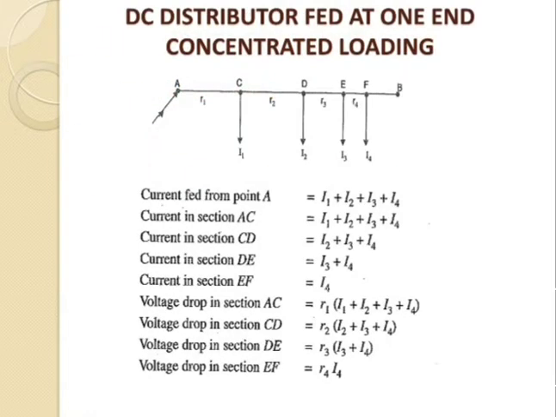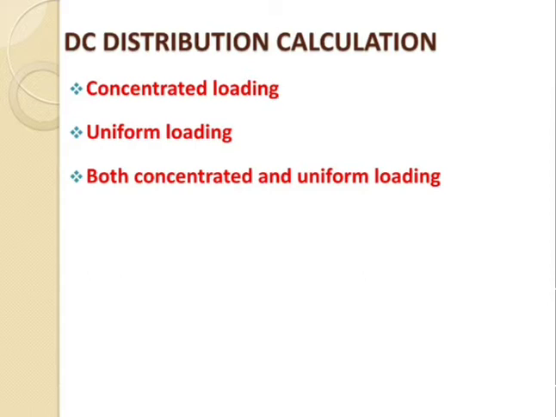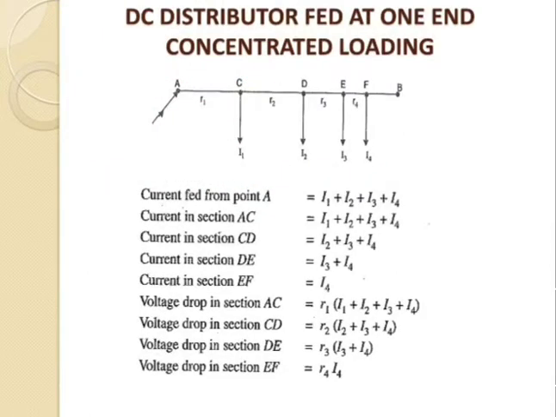Concentrated loading means the value of the current is different at each point, whereas uniform loading has the same value of current at all the tapping points. For some distributors, we can consider both concentrated load as well as uniform loading. Now we will start with the DC distributor fed at one end with concentrated loading.